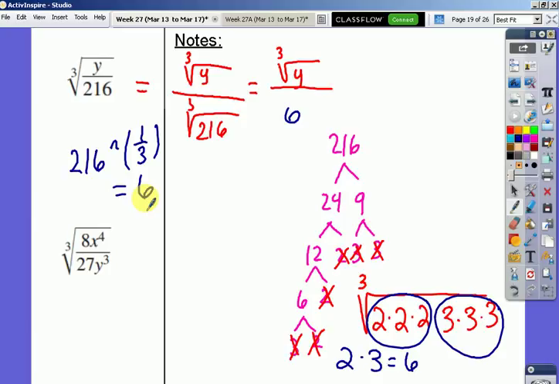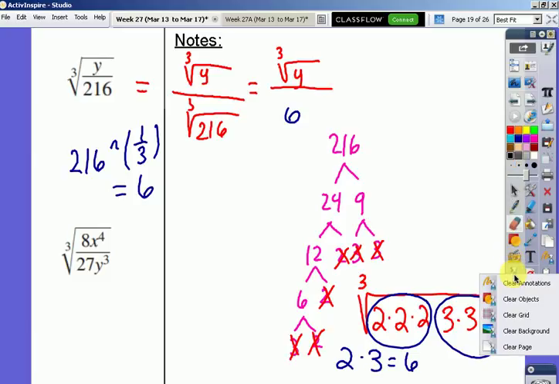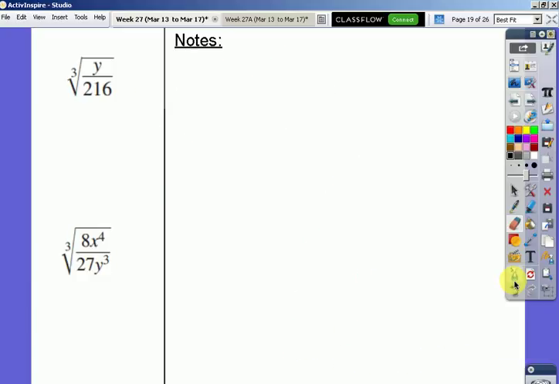Okay. Any questions on that top one? Okay. The bottom one. I want you to walk me through this one. How can you rewrite this one with a fraction? What did I say to do when you have a fraction as a radicand, first of all? Separate them. Right. Separate them into two separate radicals. So on the top, I have a cube root, and on the bottom, I have a cube root. And I'm going to look at those things separately.